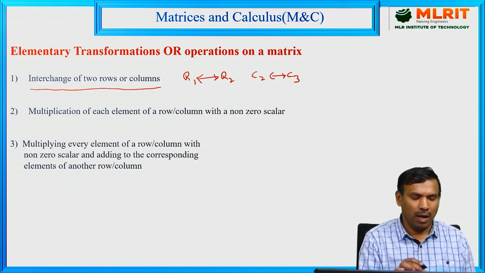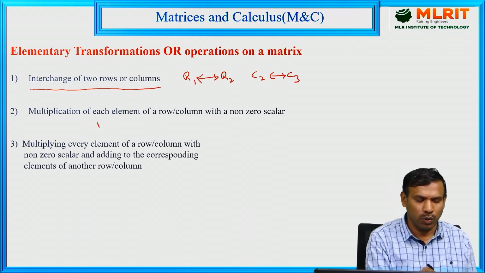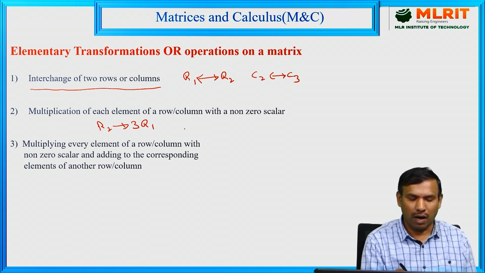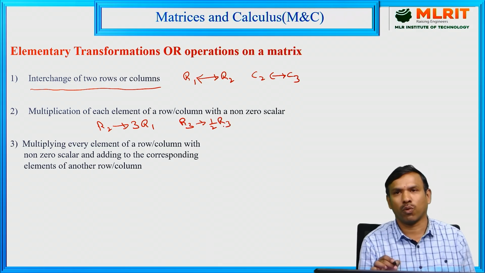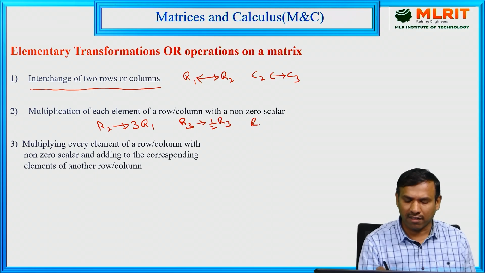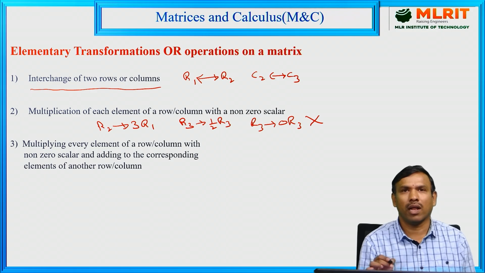Next, the second one: multiplication of each element of a row or column with a non-zero scalar. Suppose you want to multiply the R2 row by 3, you can do that. Or suppose you want to multiply R3 by 1 by 2, yes, you can do that. But it should be a non-zero scalar. R3 into 0, that is not accepted. Multiplying R3 by 0 cannot be applied. It is a wrong operation. A non-zero scalar you can multiply.